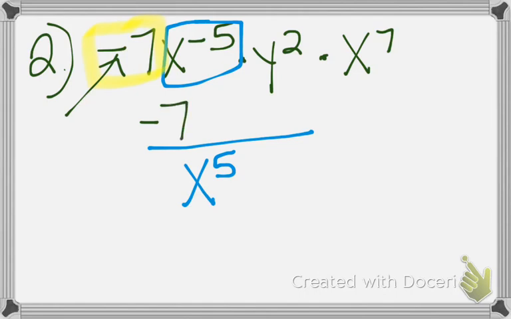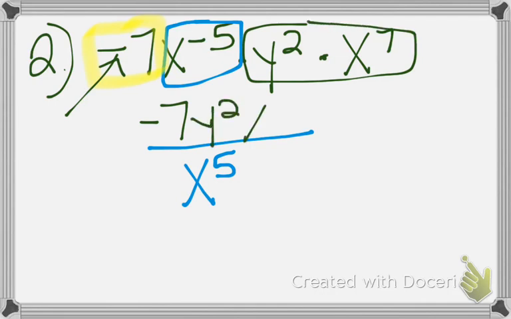So now I'm going to bring down the rest of the problem, things I have not touched yet. I haven't touched the y squared, and I haven't touched the x to the 7th. I know this is not simplified because I have 2 values with x's in them. As long as I've got 2 values with x's in them, and I've got no adding or subtracting here, so this is just one monomial, I know I need to simplify the x's. I shouldn't have more than one x in one term.